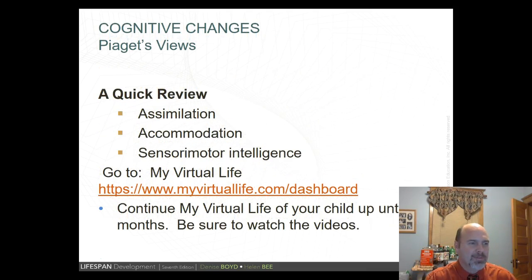First of all, a quick review of Piaget. It covers basically three concepts. Assimilation is a process of fusing incoming information to existing schemes to make sense of experiences. Accommodation is where the child is changing the scheme to incorporate new information. And sensorimotor intelligence is a refinement of innate schemes by experiences of the senses and motor actions.